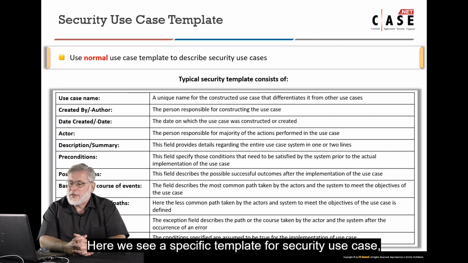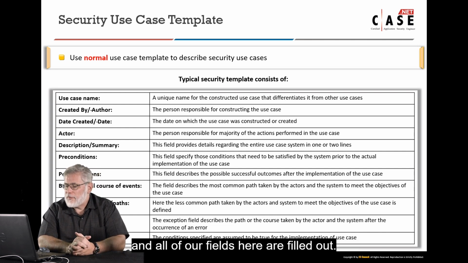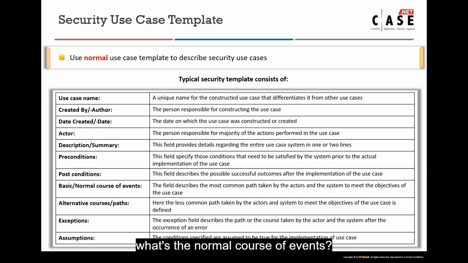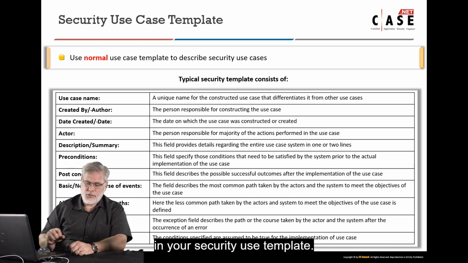Here we see a specific template for a security use case, just as we earlier saw one for an abuse case. And all of our fields here are filled out. You see preconditions, postconditions, what's the normal course of events, what's the alternative courses, are there any exceptions, any assumptions? All of these things are carefully thought out and planned in your security use template.